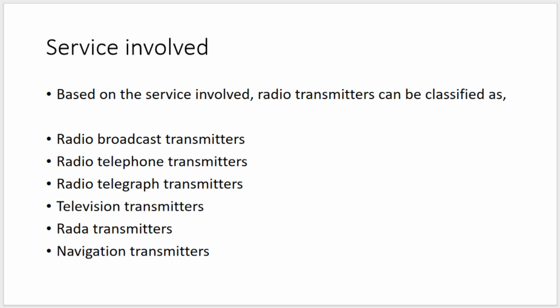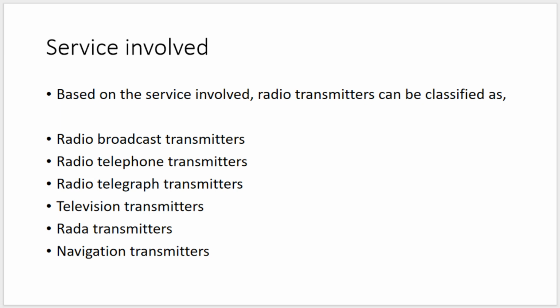Point three, radio telegraph transmitter. It transmits a telegraph signal from one radio station to another radio station. It may be either AM or FM when point-to-point radio communication is involved. And point four, television transmitter. The television broadcast requires two transmitters, one for transmission of picture and the other for transmission of sound.